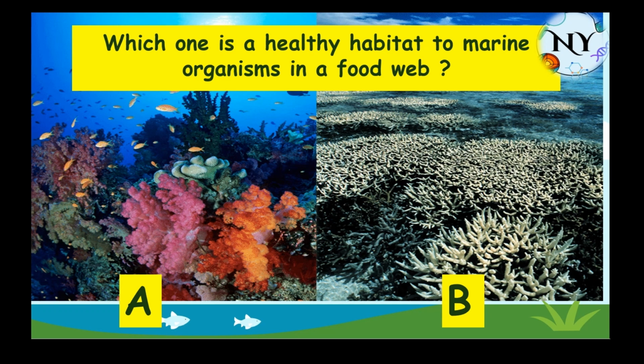Of course, figure A, because they are healthy, they have different and variable colors. But here, I don't know why coral reefs here have white color. I think it's unhealthy. Yes, that's correct. Figure B, it's unhealthy habitat for marine organisms. But how can coral reefs change from all of these different colors into white color?